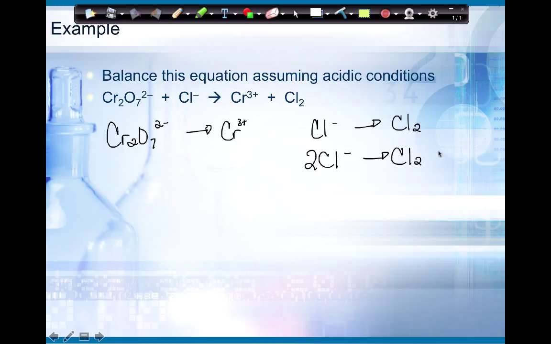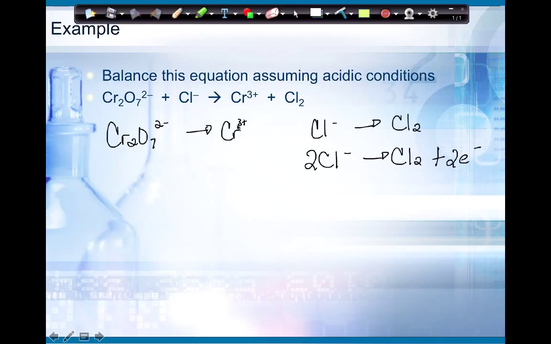So I'm going to add electrons to the more positive side, so this side, to make it equal the other side. I've got a -2 on this side, so I'm going to add 2 electrons to this side. That's going to give me a -2 on this side and -2 on this side. All right, so now I can leave this one alone until the end. So let's look at this one.